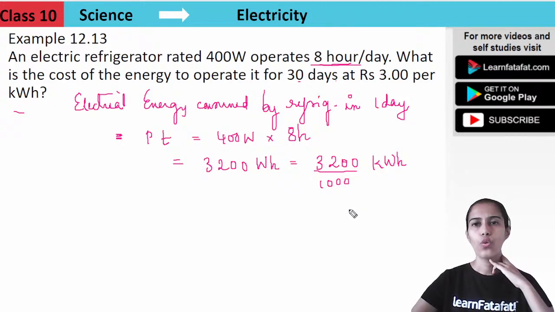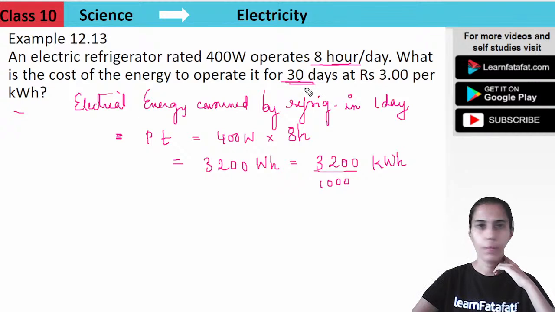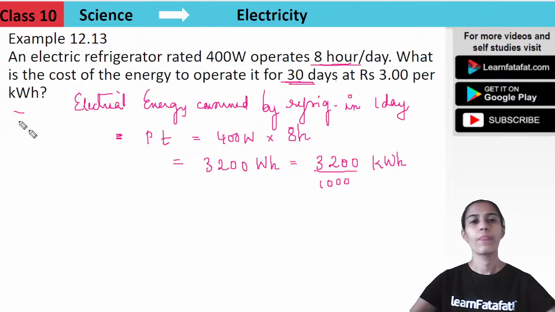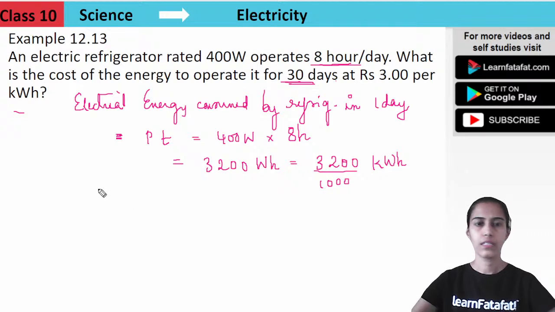Okay. So in 1 day, this is the energy consumed. Now this refrigerator is operating for 30 days, because I need the monthly bill, the monthly consumption. So for 30 days how much will it be? Electrical energy consumed by this refrigerator in 30 days will be how much?